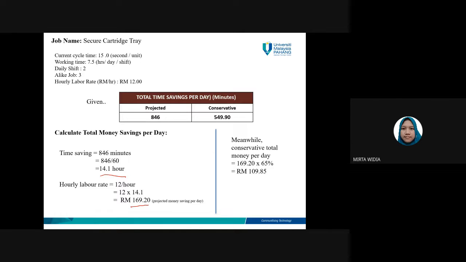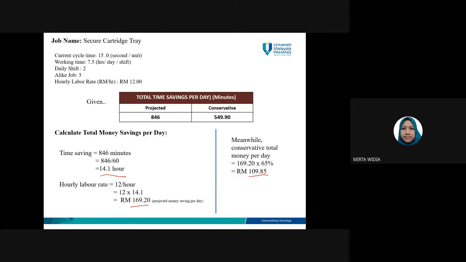Ya. Meanwhile, kalau kita guna conservative way tadi, kita just boleh jimat sebanyak RM109.85 saja. So ada dalam RM50 atau RM60 bezanya antara projected tadi dengan conservative way. Okay, sini nampak ya.